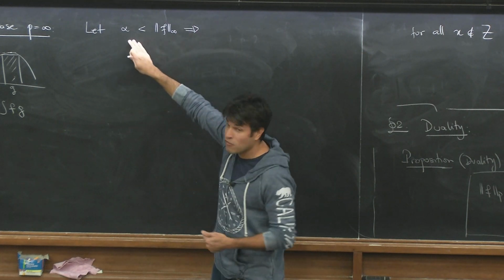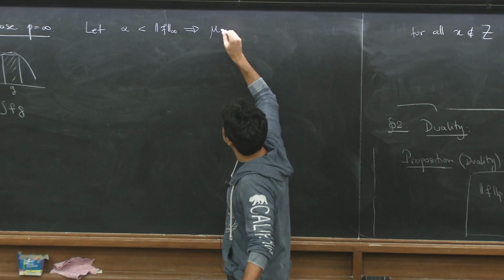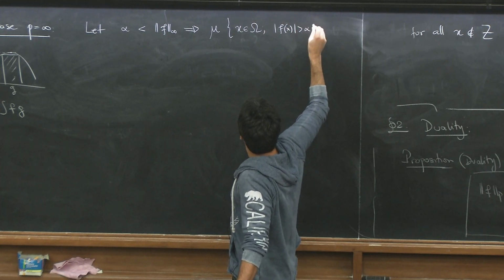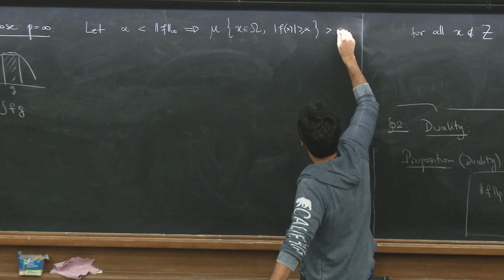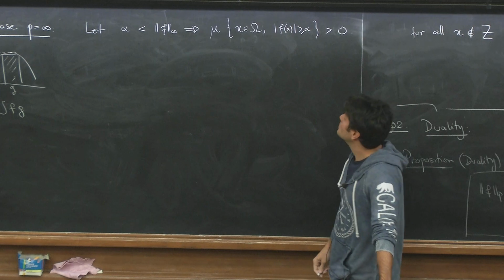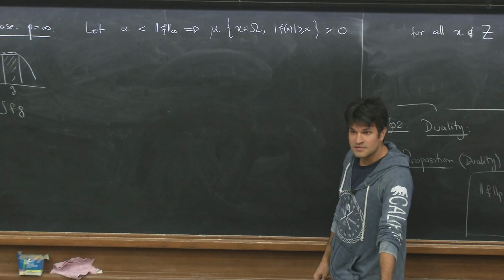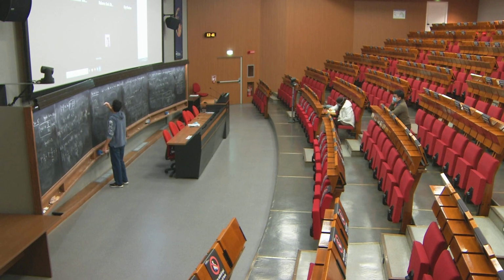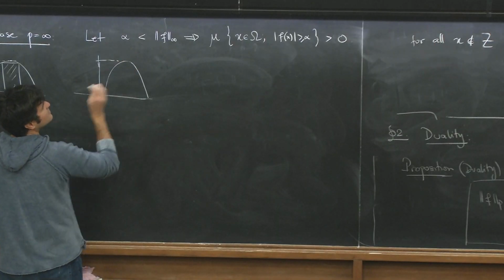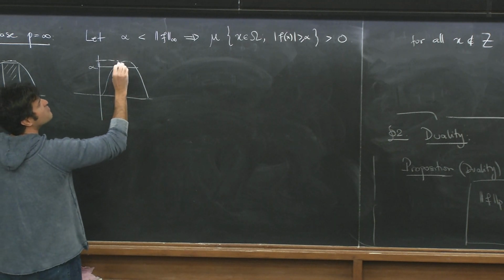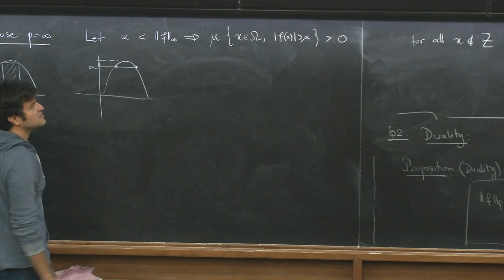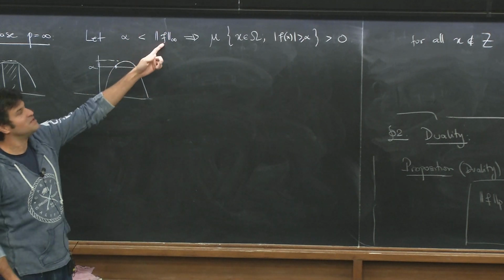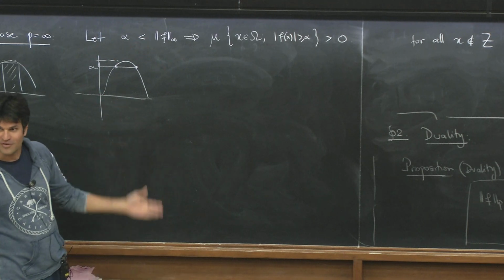And, well, if a number alpha is less than the L infinity norm of f, this means that the measure of the set of points where modulus of f of x is bigger or equal than alpha is strictly positive. Okay? If this is your function, and this is the L infinity norm, and I'm taking an alpha which is less, the set of points where the function is bigger or equal than this alpha has positive measure. If this were not the case, then the L infinity norm would be less than or equal to alpha, a contradiction, okay?